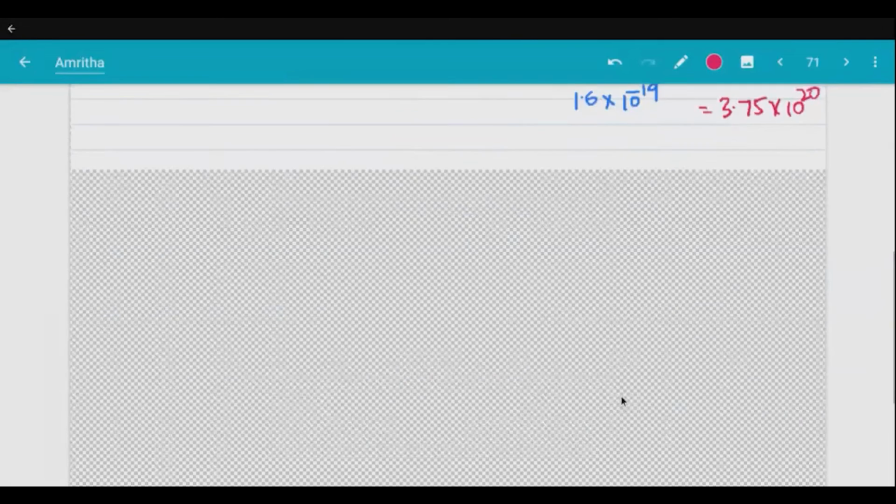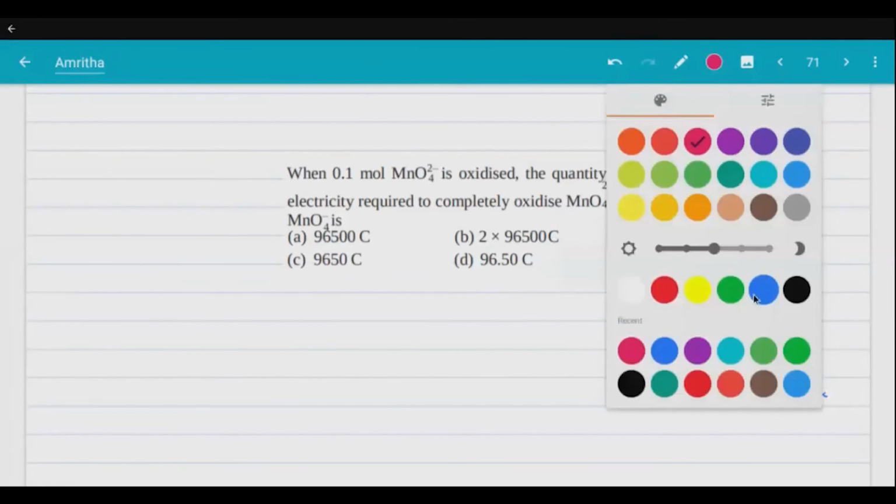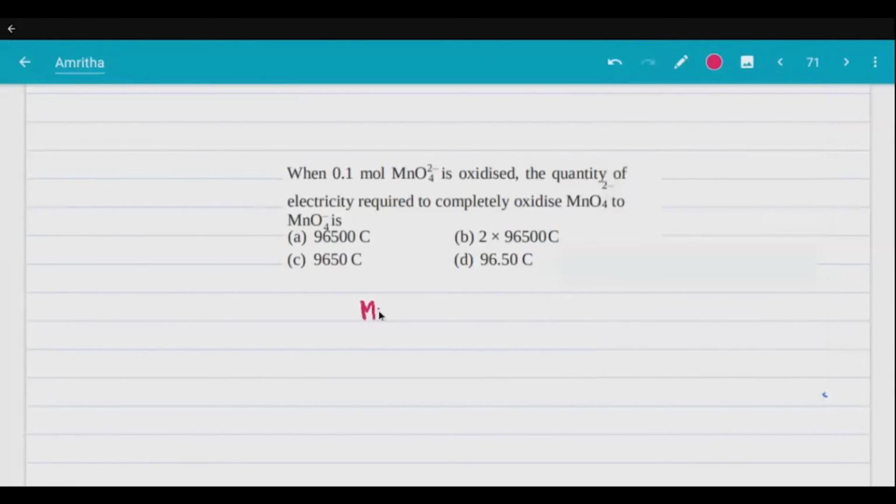Okay, so try this one also. This is a little bit tricky here. When 0.1 mole MnO4 2 minus is oxidized, how much quantity of electricity does it require? Okay, to oxidize MnO4 2 minus to MnO4 minus, for this conversion, how many electrons?